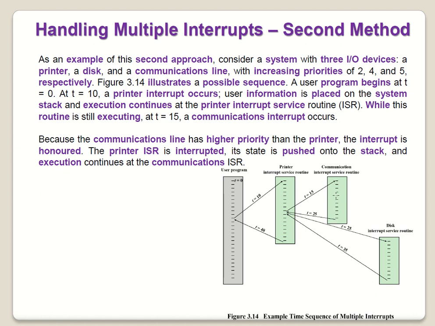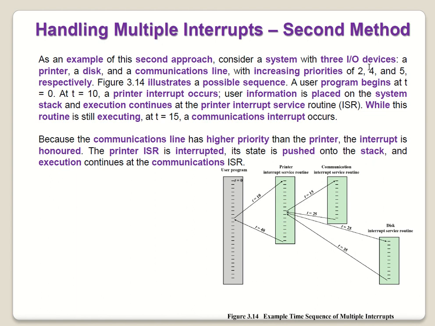After finishing that service routine, it comes back to the printer, because it was suspended there. Where you stop, go back and continue. It was stopped in the printer routine, so go back to the printer routine and continue. At time 25, it goes back to the printer routine. At the same time, it receives another interrupt request, from the disk. See, the priority of the disk is 4.